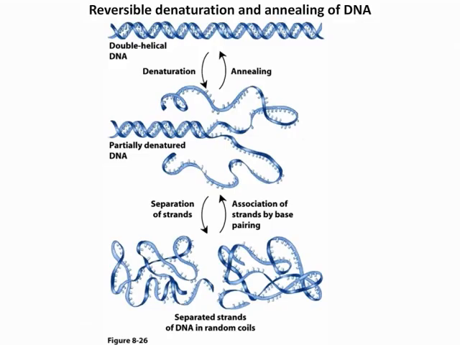This is just a picture showing that DNA can be denatured and it can also be annealed. So that's called reversible denaturation. So at the top we have a double helix. If we denature it, then we're going to break apart the strands, and if we anneal it, we're going to put it back together. So it's reversible.